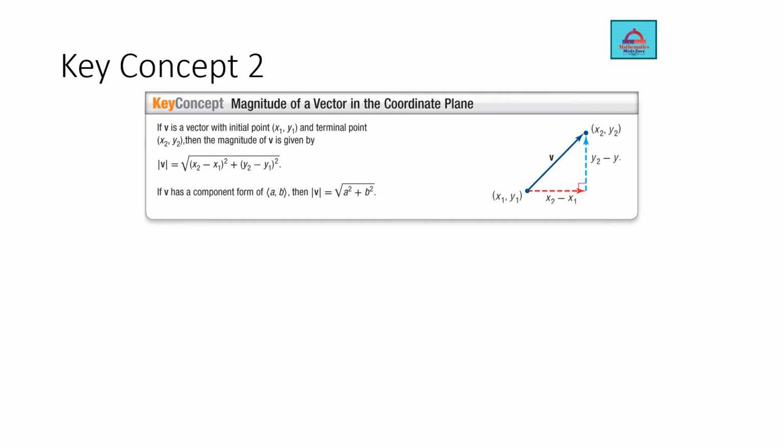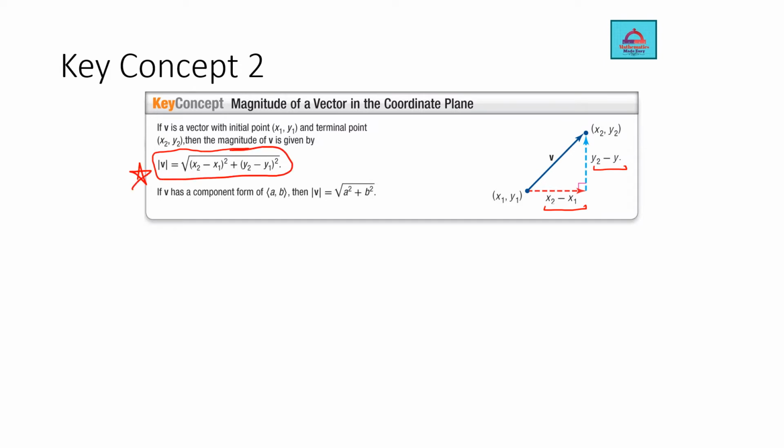Let's now move to the next key concept, which talks about magnitude of a vector in the coordinate plane. So again, you have an initial point and a terminal point for the vector v given to you. Then the magnitude, as you did in the first video for the first lesson, would be coming from the Pythagoras theorem. So you will take the sum of squares of the components. The first component is x2 minus x1, which is the x component, then y2 minus y1, which is the y component. Take their squares, add them up, and that's how you get magnitude.